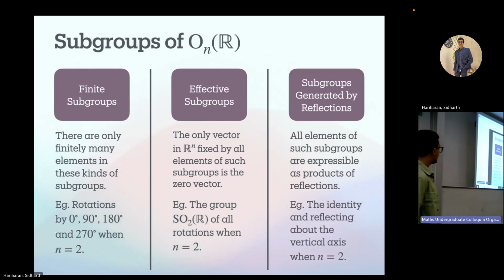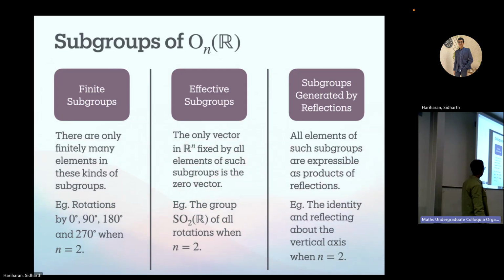Then you have subgroups generated by reflections. An example of this is just a group of order 2. If you take the plane and look at 2 elements, one is the identity and the second is flipping around the vertical axis. This is a group of order 2. This is obviously generated by a reflection because there are only 2 things in that group. One is the identity, which is the product of the reflection with itself, and then there's the reflection, which is just itself.